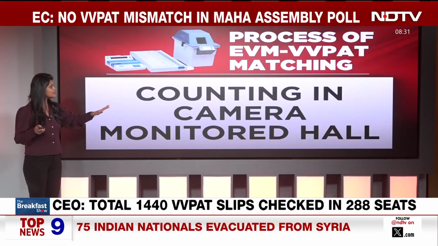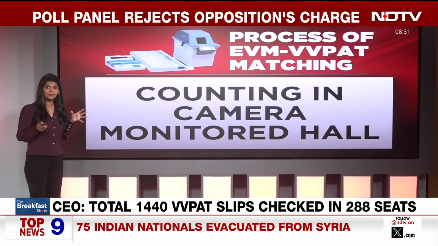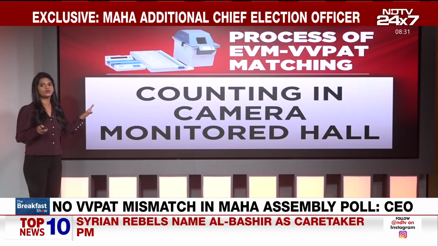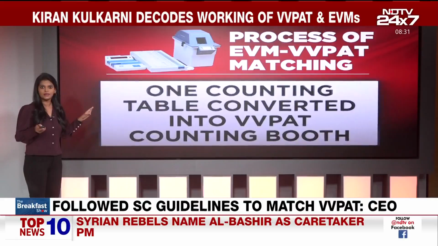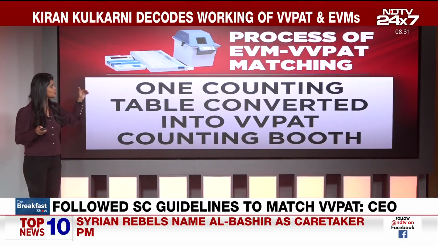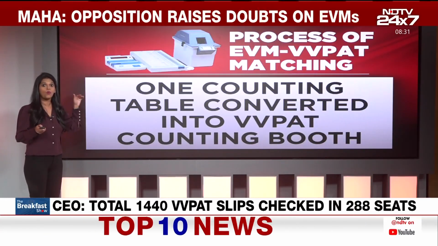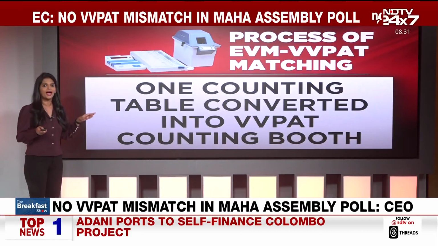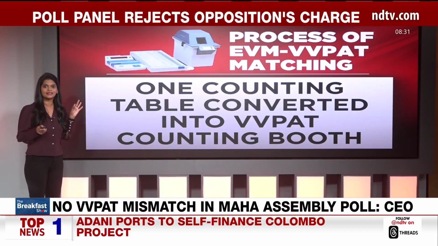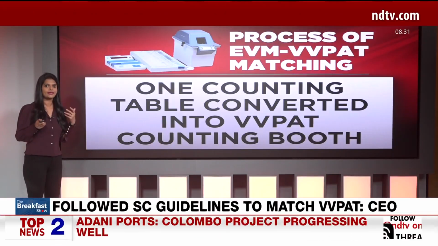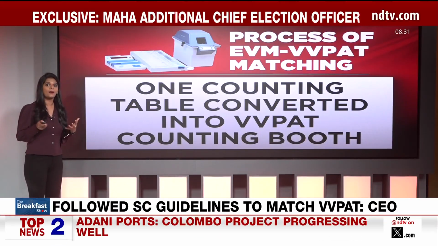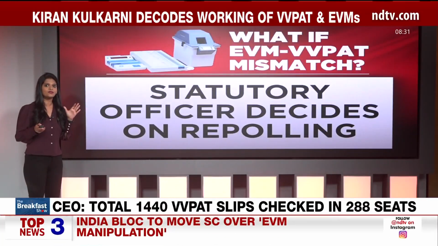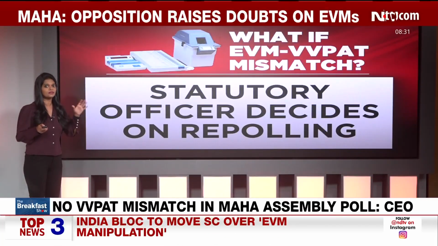Now, the counting happens in camera, in the presence of cameras inside the counting hall, after the last round of counting of EVMs in the constituency, before declaration of results. Now, one counting table in the hall is converted into a VVPAT counting booth. So, it is very, very secure. There are cameras present, there are authorized officials present, and there is a counting table in the hall that can be converted into the counting booth after the completion of EVM counting.